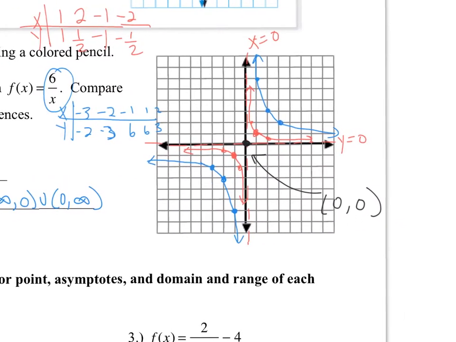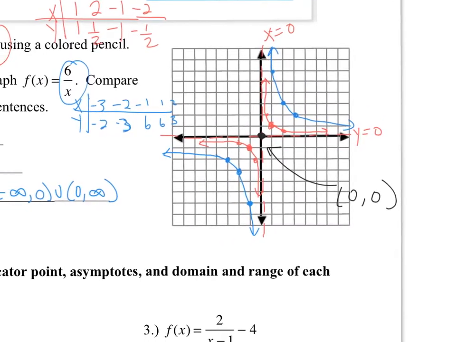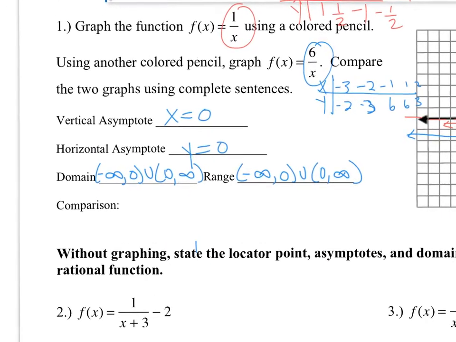The second one, the one in blue, the 6 divided by x, is vertically stretched because of the a value. That a value is up here, that's the 6. So because the 6 is bigger than 1, this 6 divided by x is going to be stretched out vertically. So that's some things that you would want to write down there in the comparison.